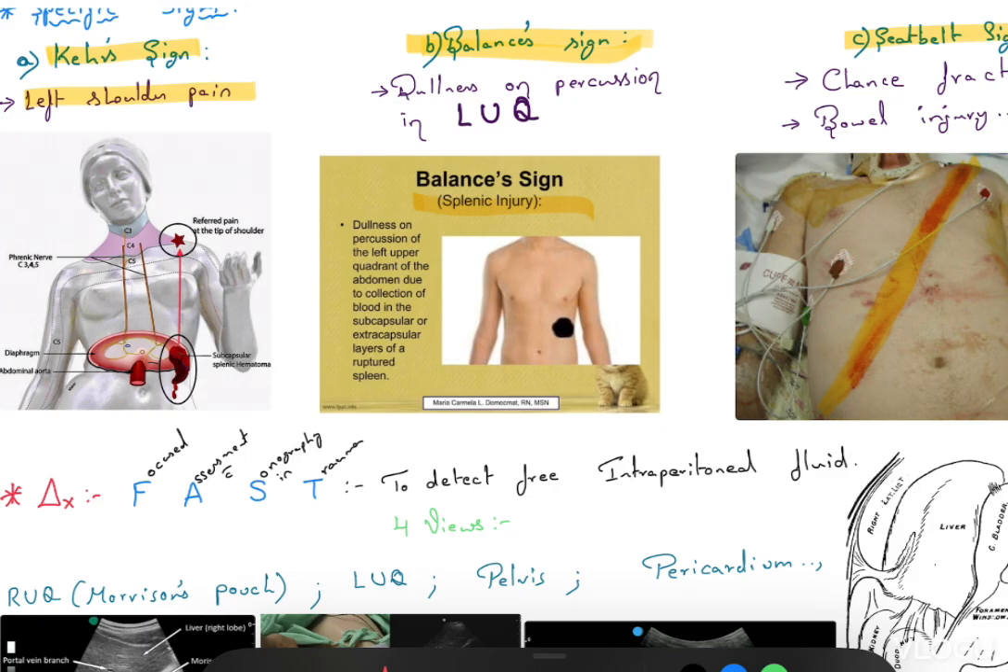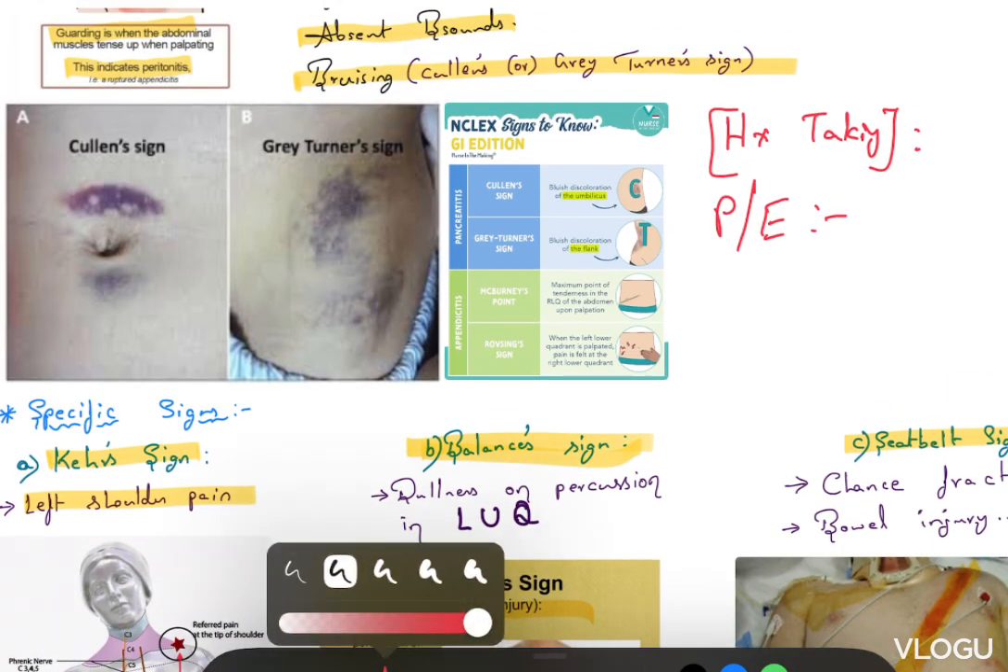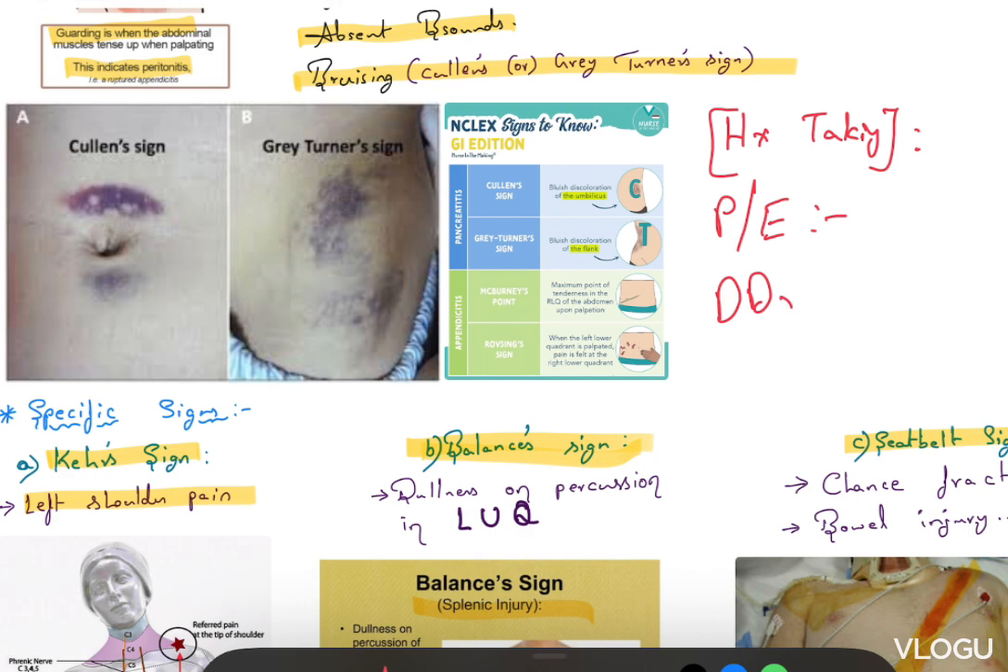Cullen sign, periumbilical bruising. Gray Turner sign, that is flank bruising. We have to suggest retroperitoneal bleeding if you are seeing this type of signs. Okay, so next the doctor can ask you some differential, give me some differential diagnosis in abdominal trauma.